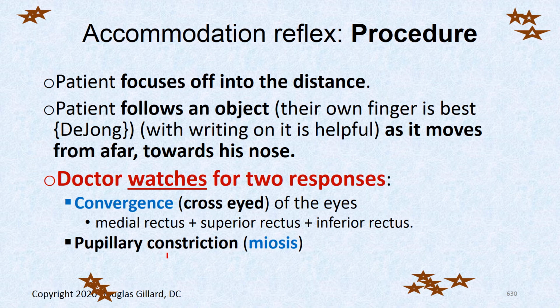Also, you can watch the pupils as you bring the finger closer to the eye. So here's a finger way off in the distance, and you've got light bouncing off that finger. But if you bring that right up to your nose, the finger's much bigger, and there's a lot more light bouncing off the finger and getting into the eyes. It's like someone shining a light in your eyes. And therefore, both pupils should constrict. That's miosis.